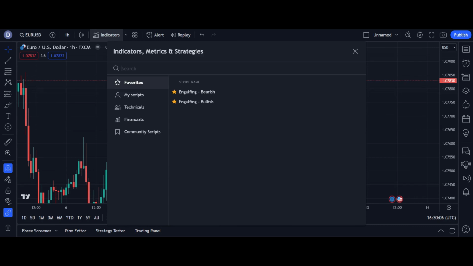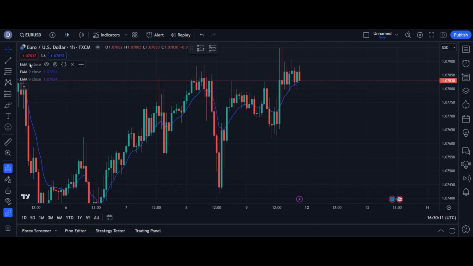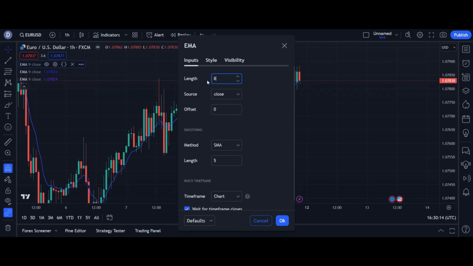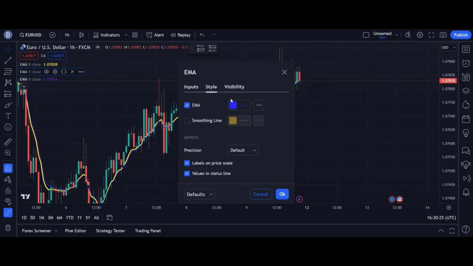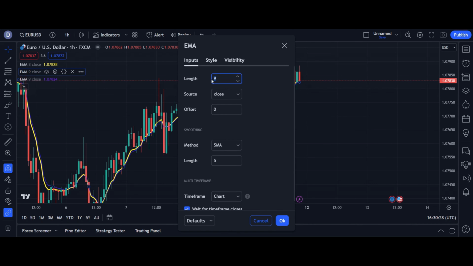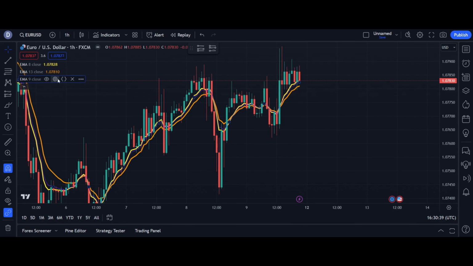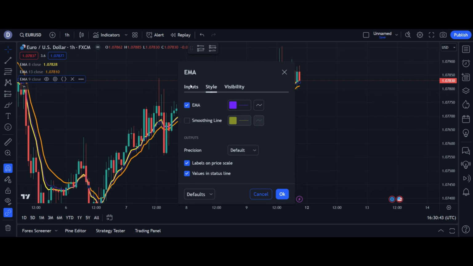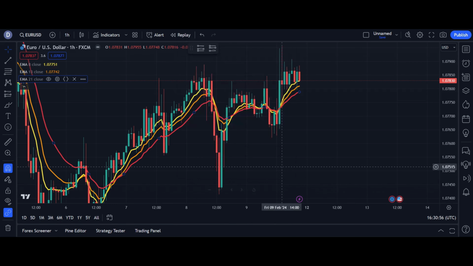Exponential moving average, which we will set up 3 times. First, we will set it to a length of 8, leaving the other settings as default and adjusting visibility slightly. Then, we will set another to a length of 13, again leaving the other settings as default and increasing visibility. Finally, we will set the last one to a value of 21 and leave the rest at default settings, also adjusting visibility. So, what does the strategy actually involve?